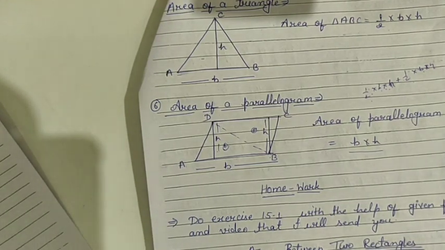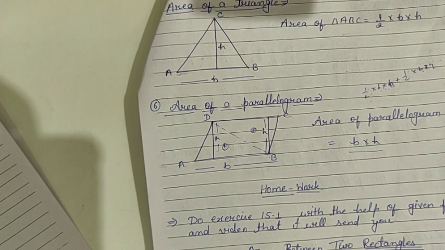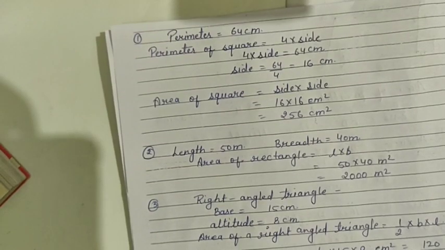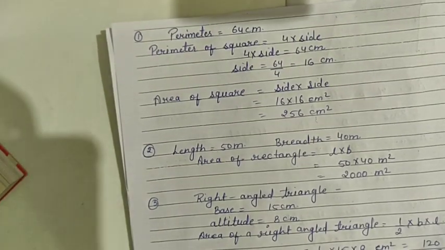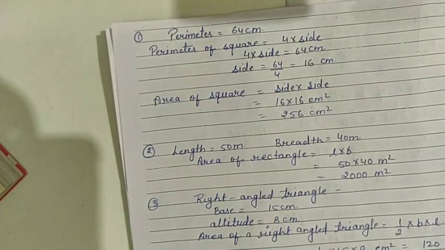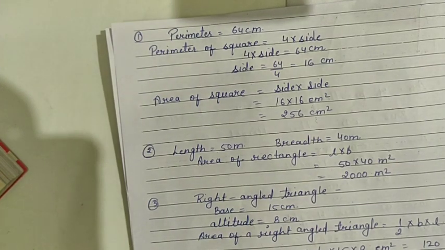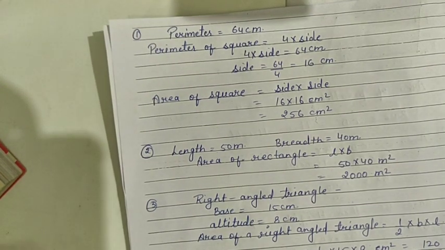So students, these are the formulas of perimeter and areas of some shapes. Now we will do some questions of your exercise 15.1. First question is, the perimeter of a square is 64 centimeter. Find its area.